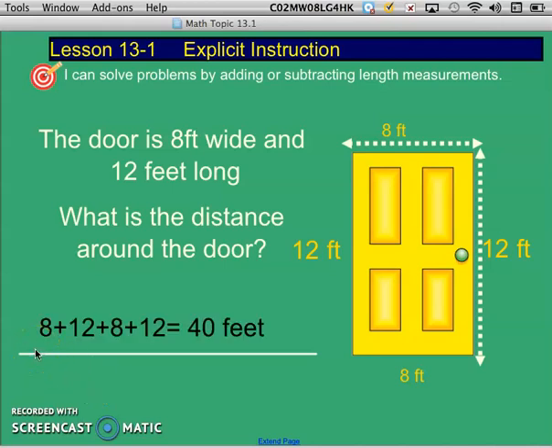Okay, boys and girls, you should have added 8 plus 12 plus 8 plus 12. If you got the answer 40, congratulations. Please remember that if you are measuring in feet, you should write the unit of measure, feet, with your answer. If you measured in inches, you should write inches as your unit of measure. If you used centimeters, then your unit of measure should be centimeters. Congratulations.